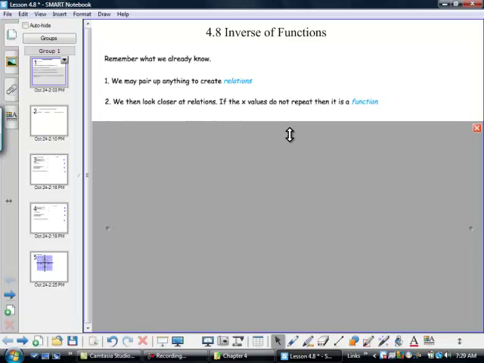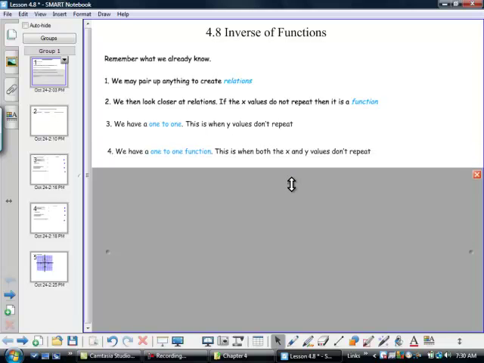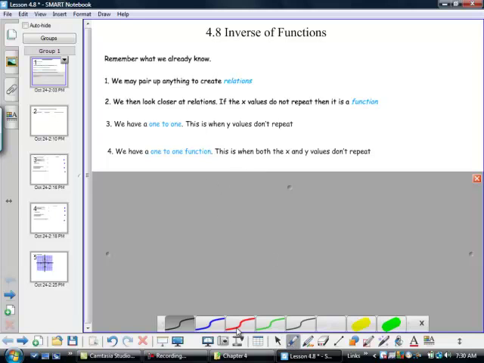All right, next thing we knew, we look at if it's 1 to 1. That's when the y values don't repeat. Then we look at the graph even closer, and we see if it's a 1 to 1 function. Remember, 1 to 1, the y's don't repeat. Function, the x's don't repeat. So this is when both the x and y values don't repeat.